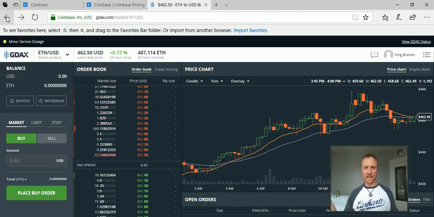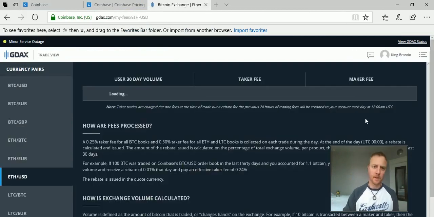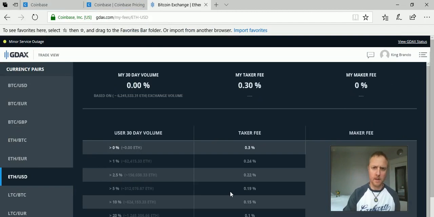Welcome to Gdax. Alright, let's take a look at those fees real quick. My fees. Okay, you can read all that yourself. Taker fee, maker fee. I believe the taker fee is when you utilize the market section or option. And then the maker fee is when you utilize the limit option. Now we are on Ethereum USD, so the taker fee for this is 0.3%.